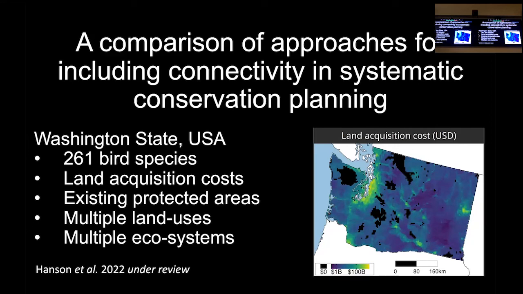We've got a whole lot of data for Washington State, 261 bird species. We've got land acquisition costs and existing protected area data. This area is a multi-use landscape. There are urban areas, agricultural areas, lots of different land use types, and also multiple different ecosystem types, so you've got forests as well as dry shrublands and that kind of stuff. This is the costs, and the black bits are existing protected areas. There's a cost of 0 because they're already protected.